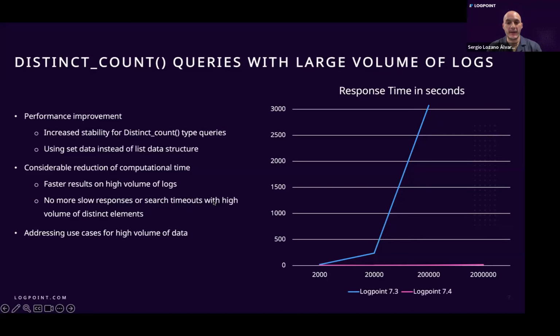So when you were performing distinct count type queries in previous versions, in Logpoint 7.3, it might have taken you longer, or it might even have reached a timeout. Now it's just seconds. You can see that the pink line is not going much up. And in what use cases would you use these distinct count type queries, you may ask? Well, for example, you can use them for detection of unusual or unexpected peer-to-peer connections that could indicate potential security threats or unauthorized network activities.